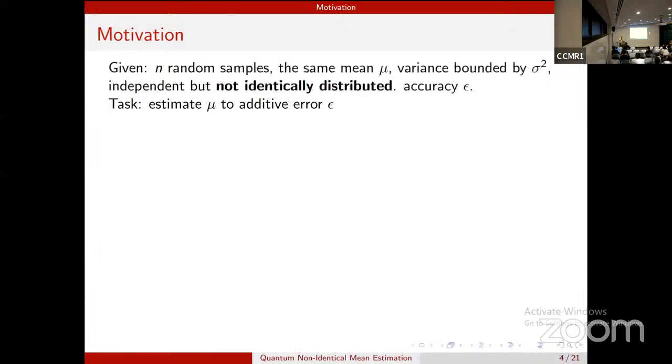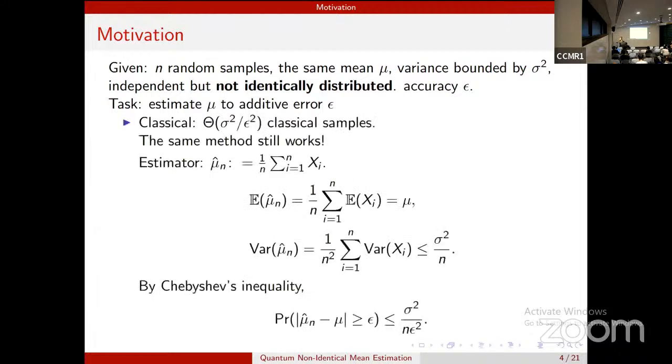So what happens if those random samples are still independent, but they are not identically distributed? For this case, for the classical computer, the sample mean estimator still works. By the same calculation, we know that the expectation is still mu, and the variance is still bounded by sigma square over n. So by the same method, the same upper bound sigma square over epsilon square still holds.